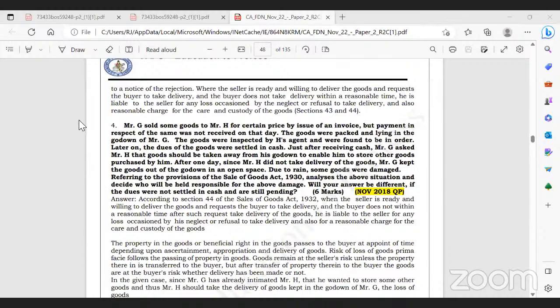Just after receiving cash, Mr. G asked Mr. H that the goods should be taken away from his godown to enable him to store other goods purchased by him. After one day, since Mr. H did not take delivery of the goods, Mr. G kept the goods out of the godown in an open space. Due to rain, some goods were damaged.